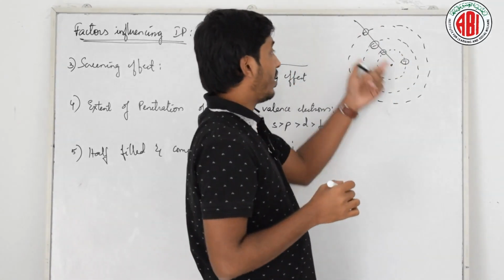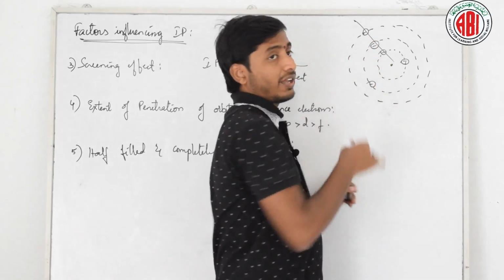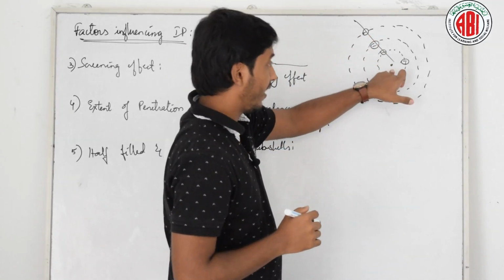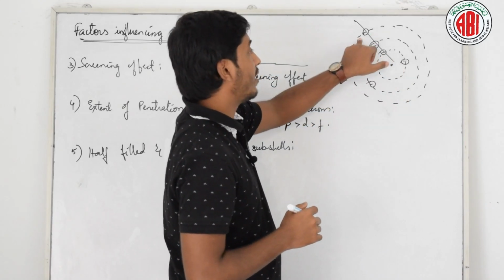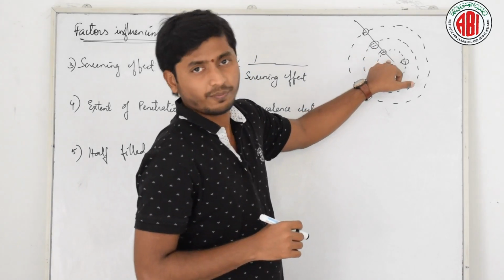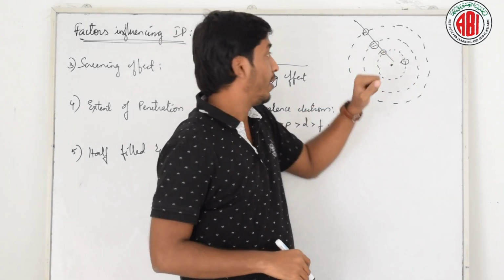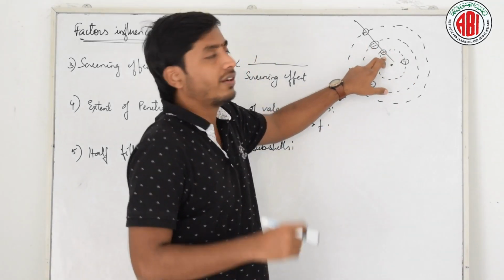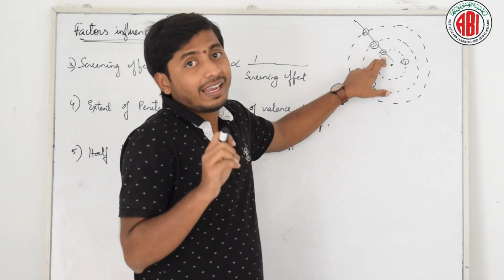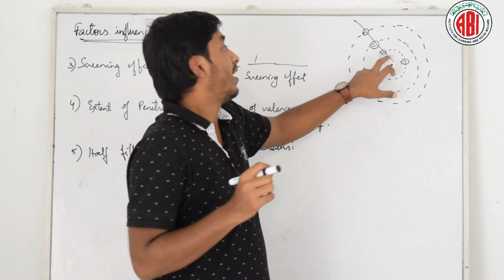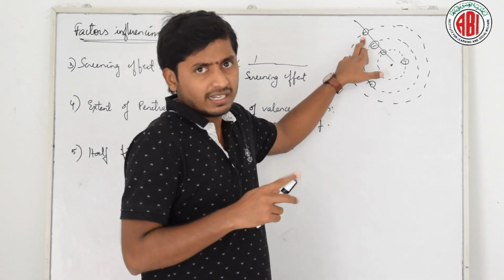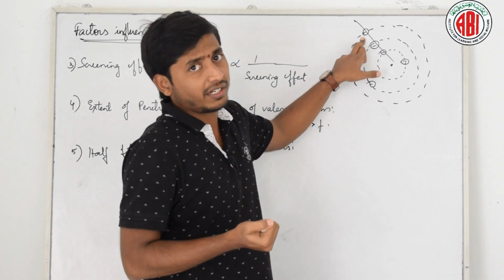All 3 may not lie, but at least 1 or 2 electrons may lie on the same line, which means the nuclear charge effect will be very less on the outermost orbital when compared to these 2 electrons. What is the reason? Because the electrons in between, or in the initial orbitals, are acting like a shield or a screen to the last orbital. Is it clear? Did you understand what is shielding effect?